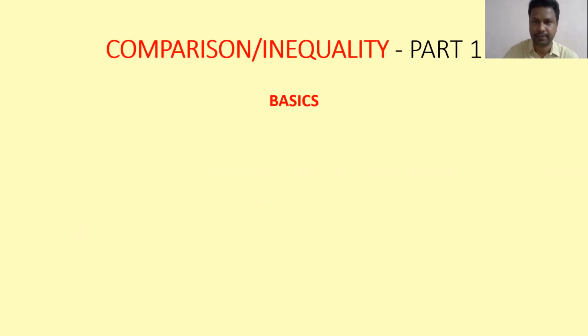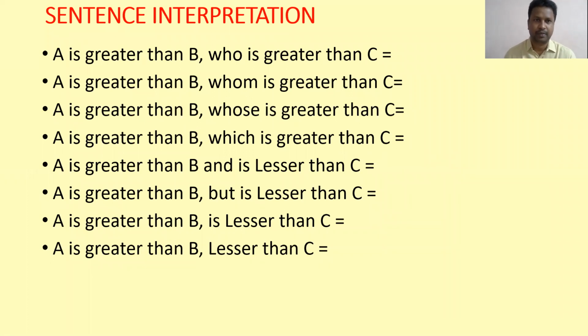So first we can see the basics. In these basics, first we need to know sentence interpretation, because in this topic the interpretation of the statement is very important for answering any question. For example, see this: A is greater than B, who is greater than C. We can draw it like this: A is greater than B, right? The pointed end is lesser, the open end is greater, correct? Pointed is lesser, open is greater. In "who is greater than C", the "who" could represent A or B. That becomes the confusion.